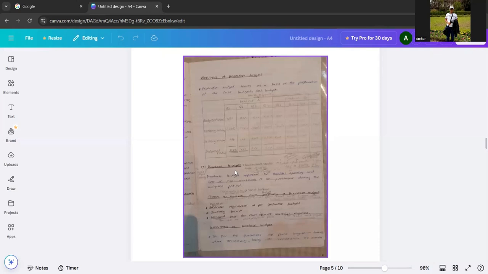So let's say a company needs to produce 10,000 Coca-Cola bottles this year. For those 10,000 Coca-Cola bottles, how much sugar do you need? So all those factors also you have to consider.